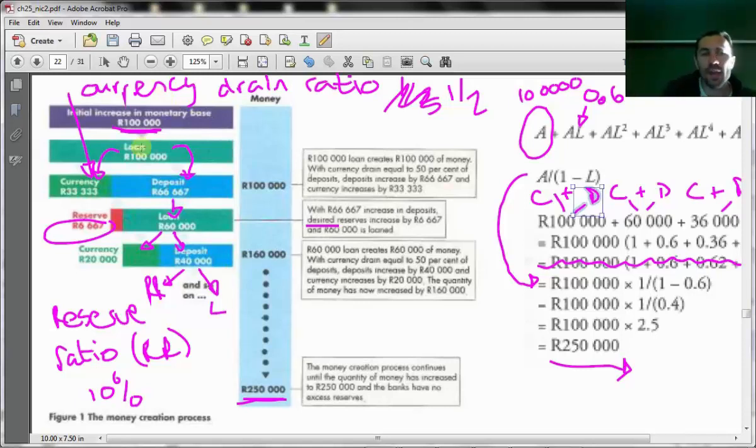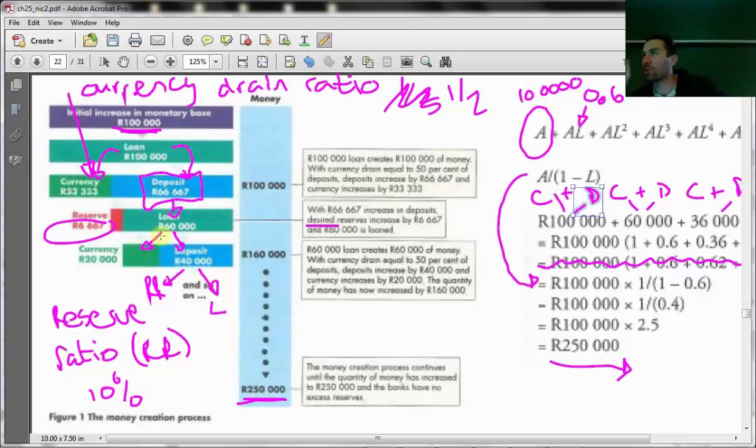Okay? So of that 100,000 rand that was loaned out initially, how much comes back as a deposit? 2/3 of that total 100,000 is coming back as a deposit, because some of that money is being held by people. Once that new amount is deposited, can the bank lend that total deposit amount out? No, because it needs to keep a certain amount in reserve. That's what the Reserve Bank tells them. That's the law. That's the regulation. You may not lend that total value out.